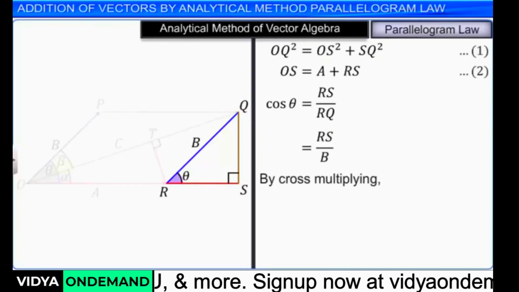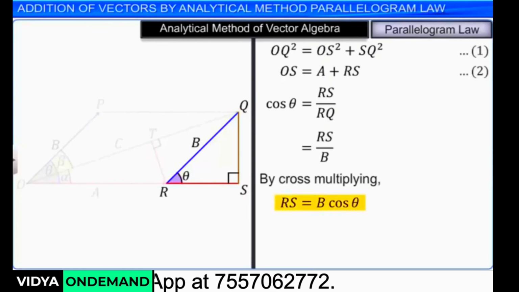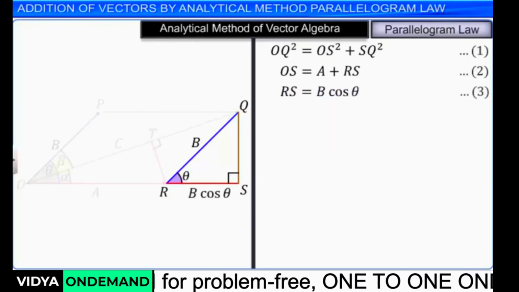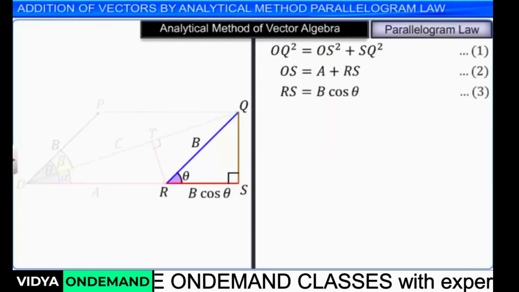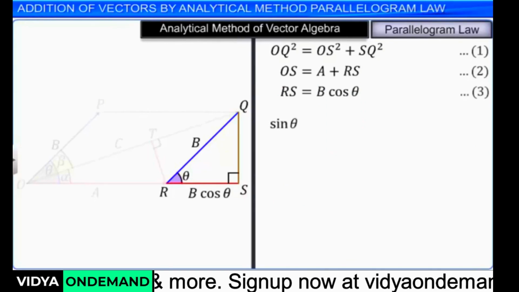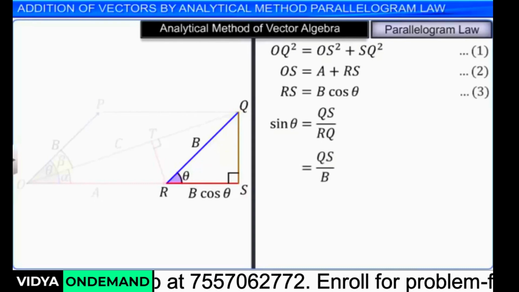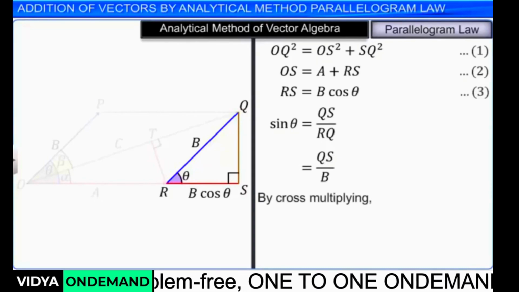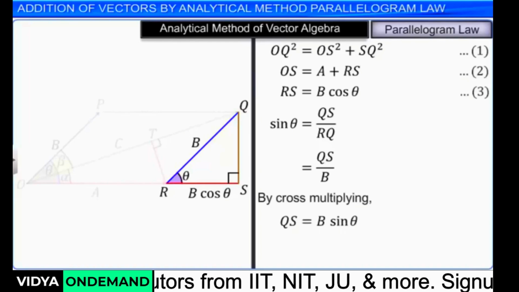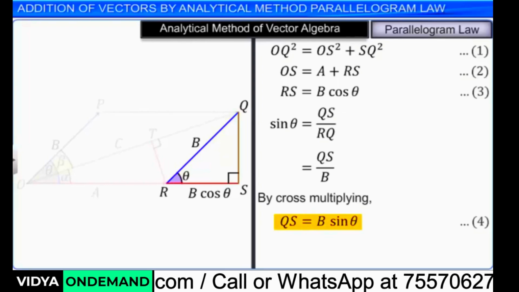From the same triangle QRS, we can write sin theta is equal to QS by RQ, which is equal to QS by B. By cross multiplying, we get QS is equal to B sin theta. Let this be equation 4. Substitute equation 3 into 2, we get OS is equal to A plus B cos theta. Let this be equation 5.